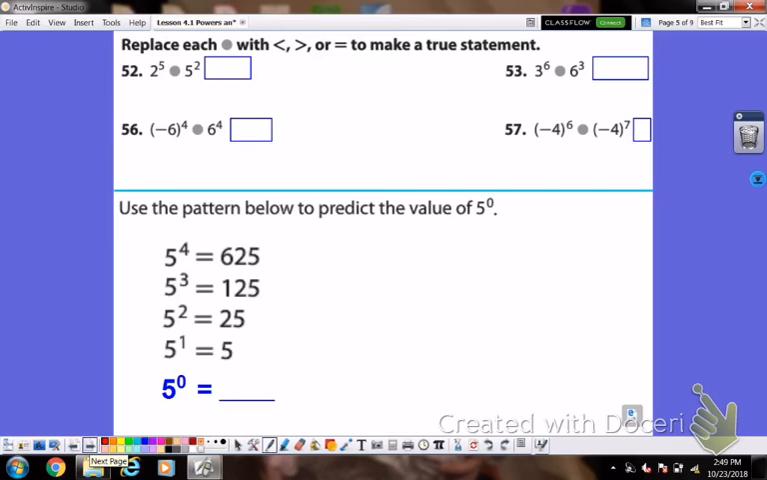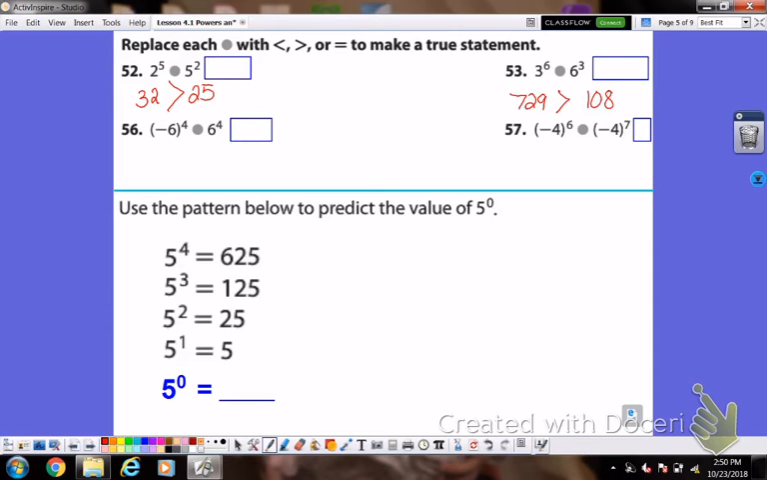All right, we want to compare some numbers. So 2 to the 5th compared to 5 squared. Well, 2 to the 5th means we have 2 times 2 times 2 times 2 times 2, which is 32. 5 squared, 5 times 5 is 25. So this is greater than. Move over here, 3 to the 6th. 3 times itself 6 times would be 729. Compared to 6 to the 3rd, so 6 times itself 3 times. It's 216. Again, we have a greater than.